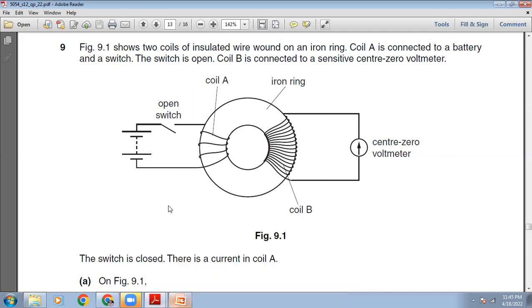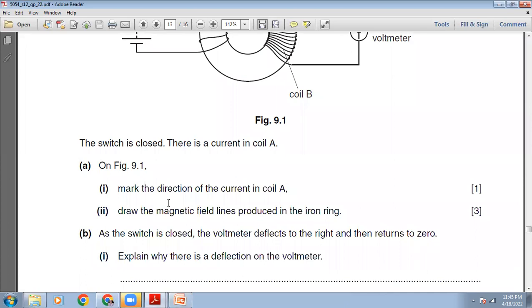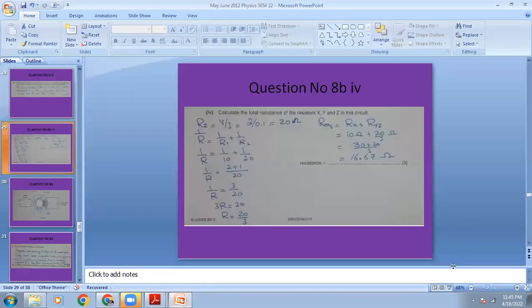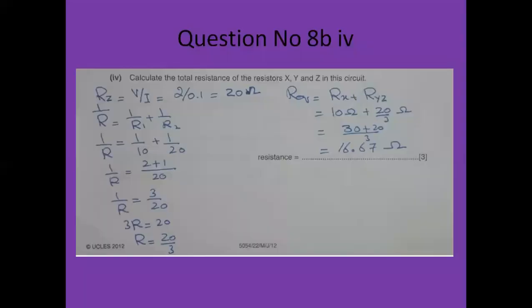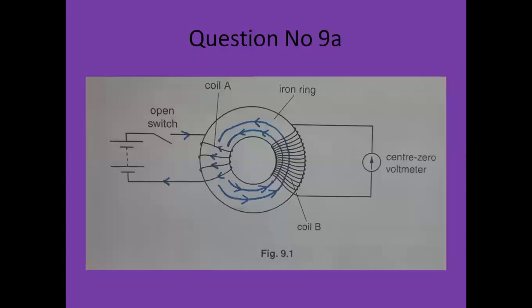Okay. So now the question is, mark the direction of the current in the coil A, and draw the magnetic field lines produced in the iron ring. It's a 3-mark question and a 1-mark question. So let me show you. Here you can see the current is conventional current. The current will come from here, and this is the direction of the current in the coil, and here the current is going back.